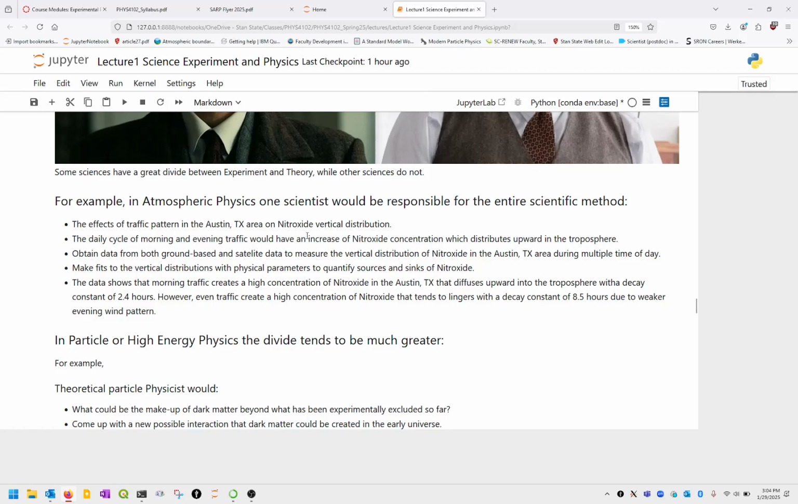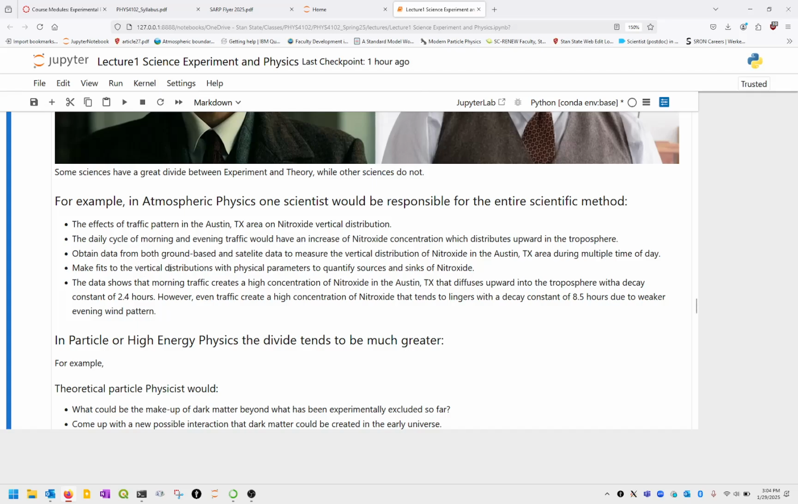The experimental method is a lot of times really hard, because you need to build up a lot of data. But you can obtain the data using ground-based instruments, so you can build an instrument and measure it, or you can build a satellite, launch it into space at a cost of $1 billion, and measure this vertical distribution of nitroxide in Austin, Texas. This is just an example. You want to measure this multiple times at different times of the day. Then the data analysis is, what's the vertical distribution? And then you have a conclusion about it. This is one person doing all of these steps.